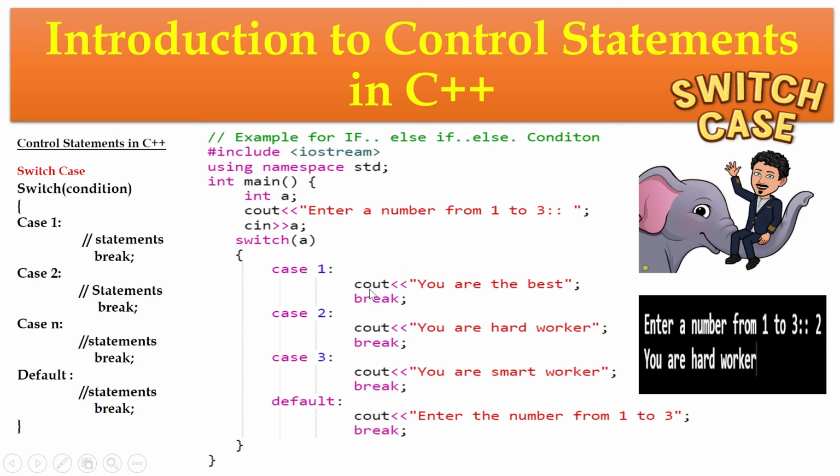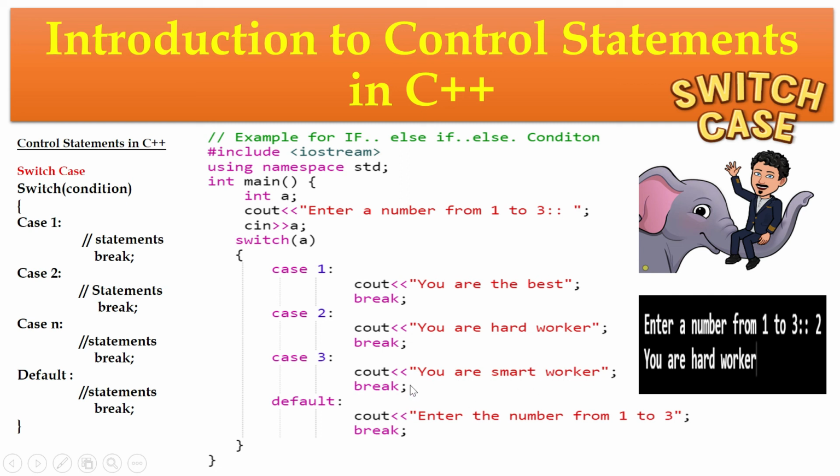Since this condition is satisfied right here, no need to continue for other cases. No need to check other conditions. For example, if the value stored in a is 2, I'm going to print you are the hard worker. And I'm going to break because the condition is satisfied right here. No need to check the other conditions. For example, if the value stored in a is 3, that is case 3, I'm going to print you are the smart worker. I'm going to break the program.